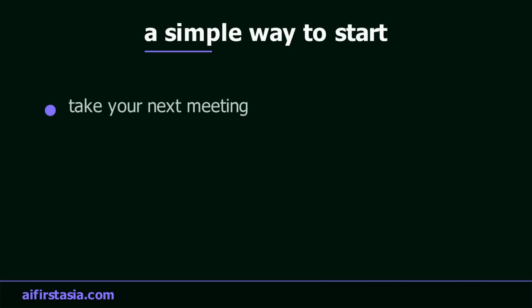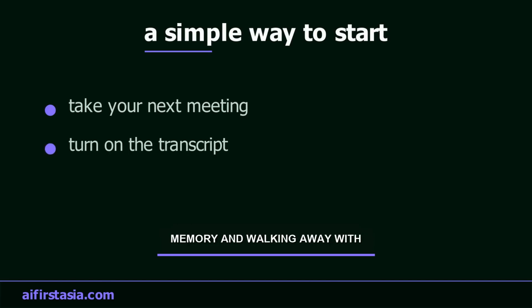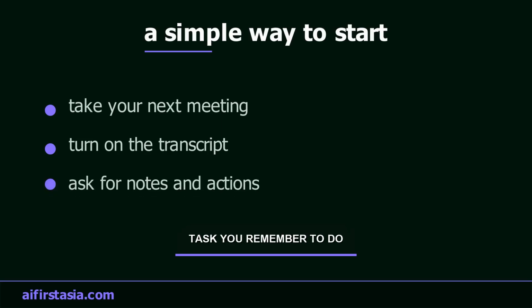That is it. Run the loop once on one real meeting, and you will feel the difference between walking away with a vague memory and walking away with a clear shared list. The system gets faster every time, and within a couple of weeks it stops being a task you remember to do and becomes just how your meetings end.